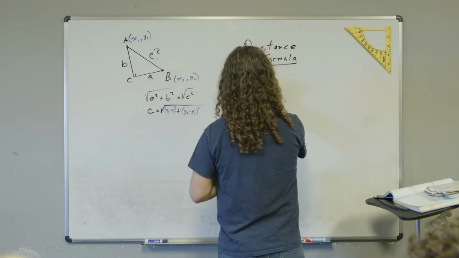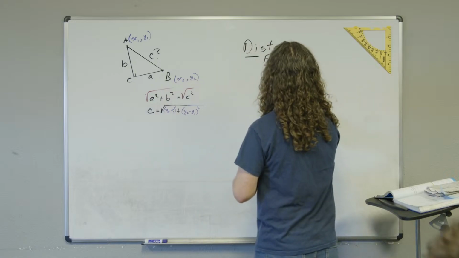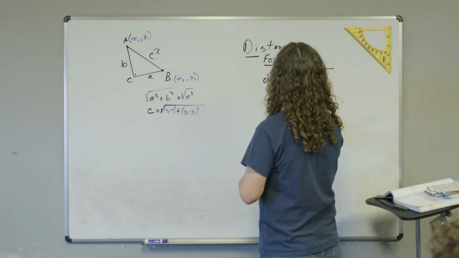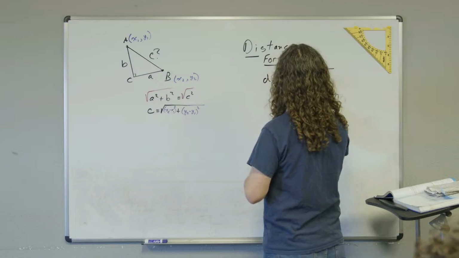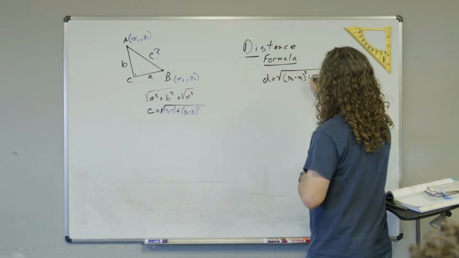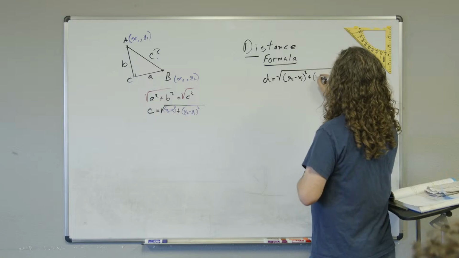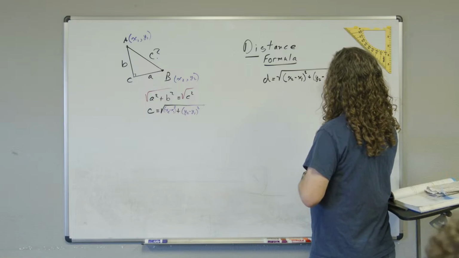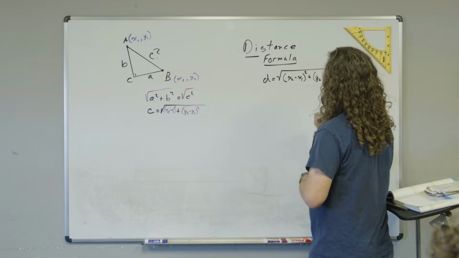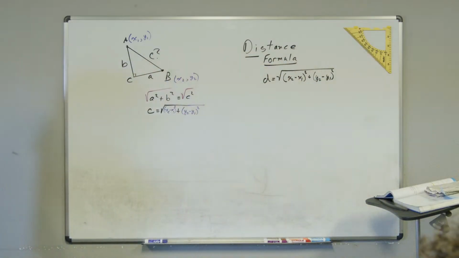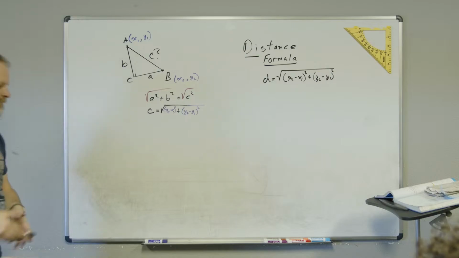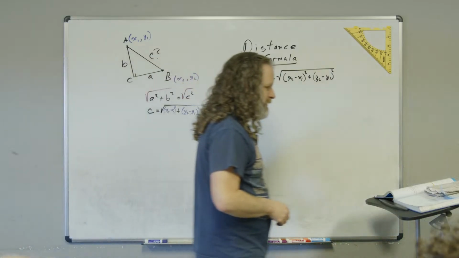So the distance formula is, as you probably already know, and if you don't, here it is again for you: d for distance equals the square root of x2 minus x1 quantity squared plus y2 minus y1 quantity squared. Because Pythagorean theorem. Let's do an example, and then we'll assign you some homework.